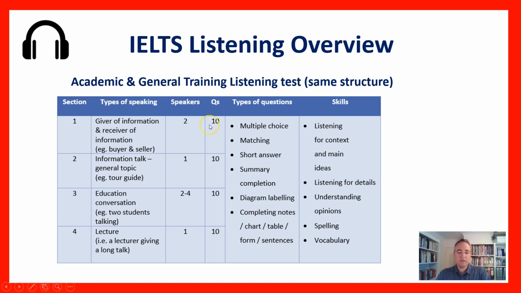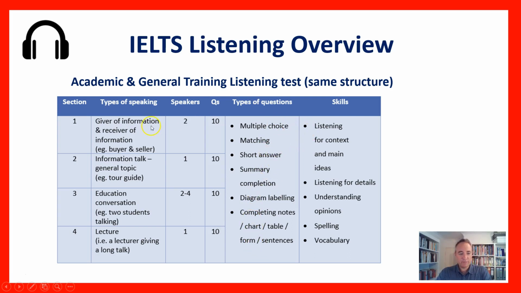There's 10 questions overall. And like all of the different sections of IELTS, we have different question types. So we've got multiple choice, we've got matching, we've got short answer, we've got summary completion, diagram labeling, completing notes. We might have charts and tables and forms and sentences. So these are the types of questions that we have. And in many ways, it's similar to the reading test. Some of the questions actually look similar to what you might find on IELTS reading.